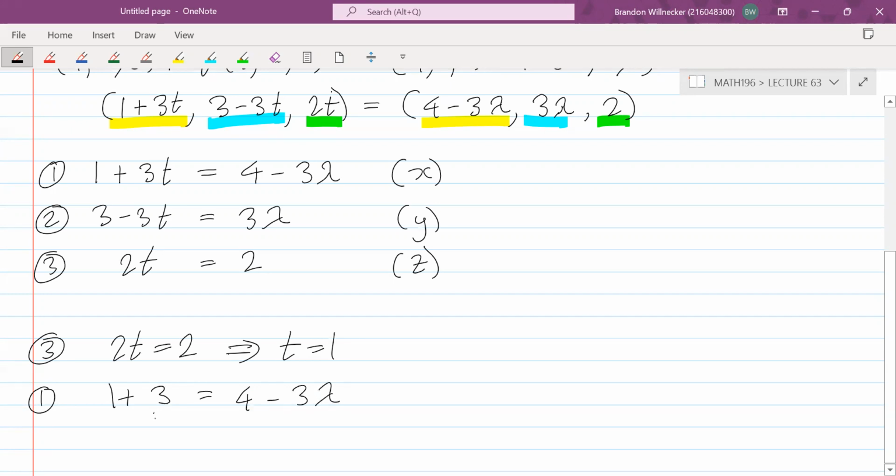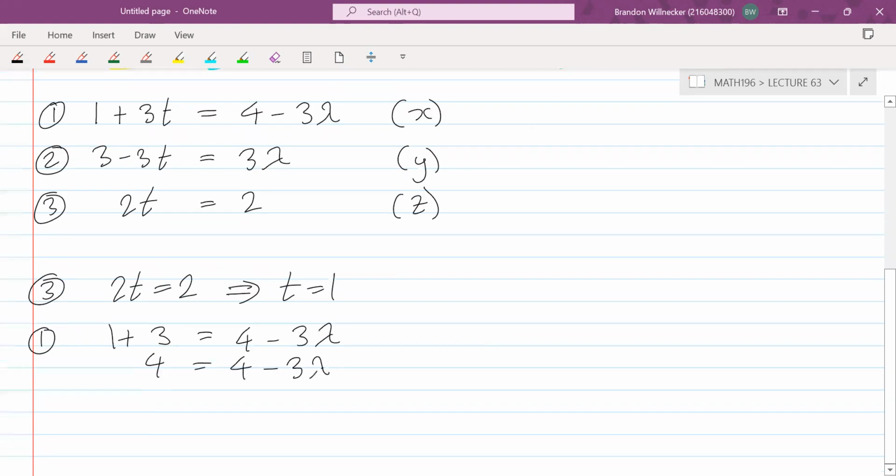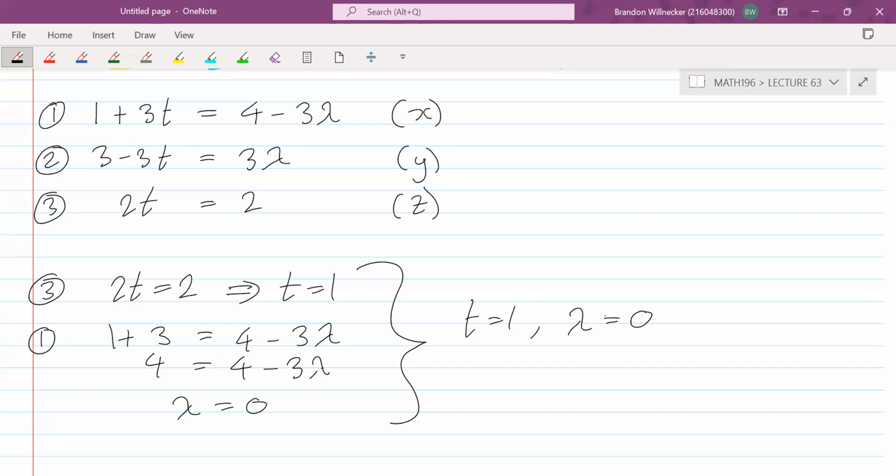Okay, 1 plus 3, that's going to be 4, is equal to 4 minus 3 lambda. Canceling the 4 on both sides, we get lambda is 0. So from these 2 equations, we see that t is 1 and lambda is 0. Now you can substitute these into all 3 equations and we see that it is consistent.